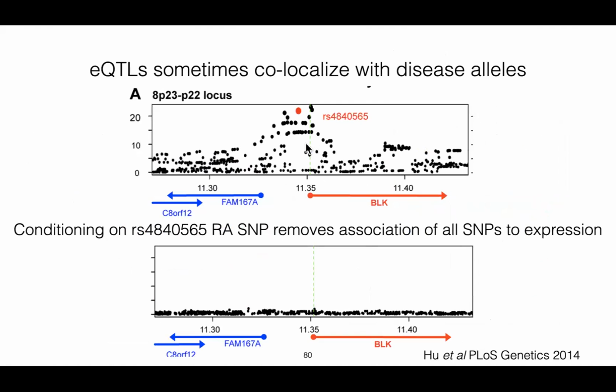So this is a great example, because here's the SNP that's associated with RA. And now when you condition on it, what you see is that all the association with expression goes away. So the same SNP that's driving RA susceptibility is also driving the association with expression. So we would conclude that the SNP is working by altering the expression of this gene.